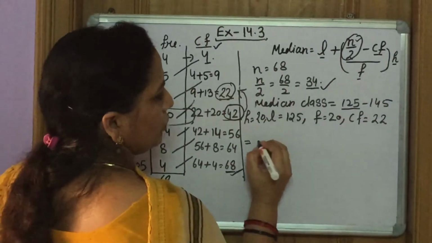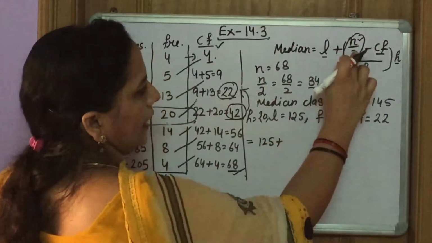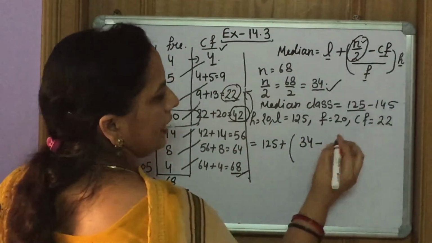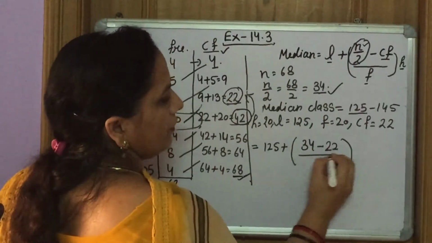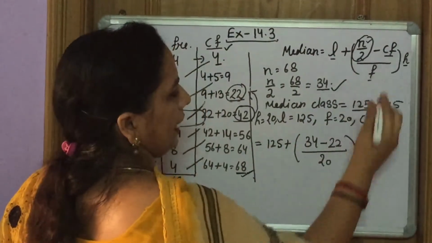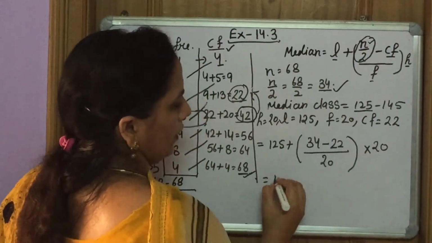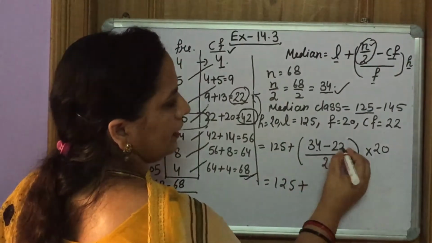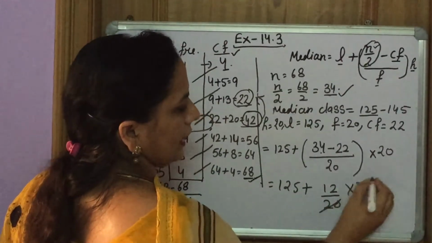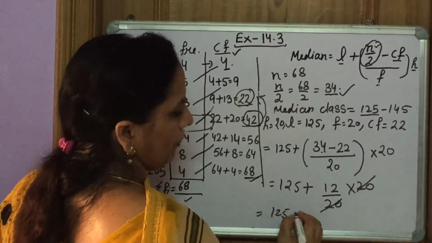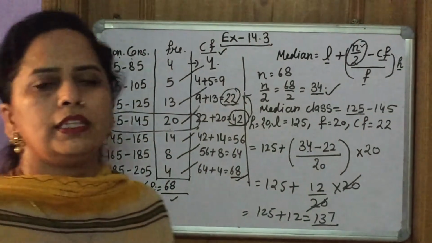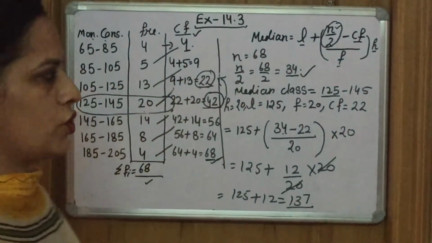L is 125 plus n by 2, that is 34, minus CF, that is 22, divided by F. F is 20, and multiplied by H, which is also 20. 125, subtract the terms, 12 divided by 20, multiplied by 20, cancel out. Then 125 plus 12. This is our final answer. 137 is the median of this question.